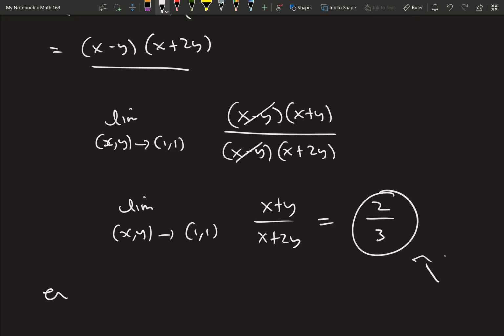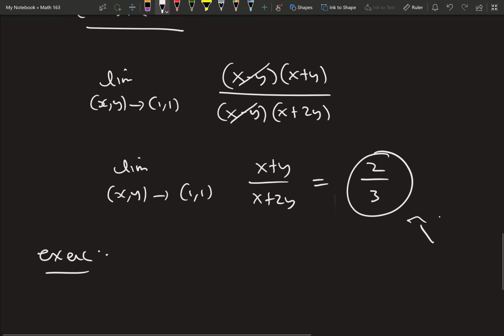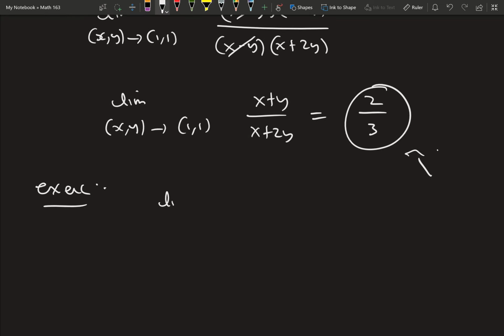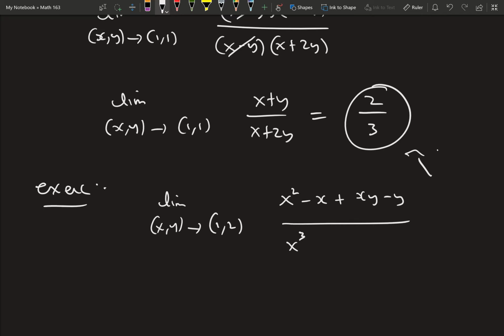So exercise. You're going to consider the following limit. So the limit xy goes to 1, 2, of x squared minus x plus xy minus y on the top divided by x cubed plus xy squared minus x squared minus y squared.